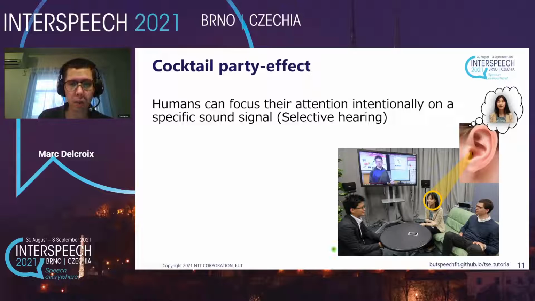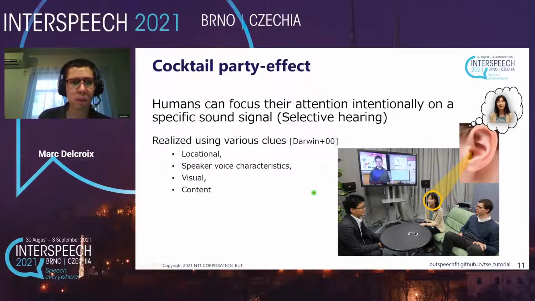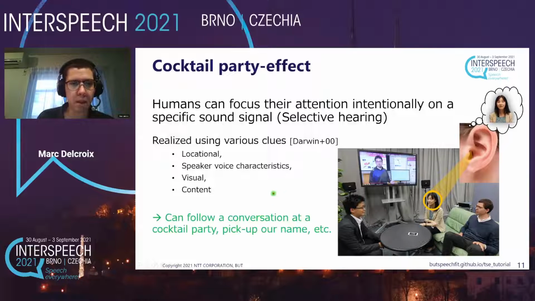And we do that using several clues, such as locational clues. Using both our ears, we are able to decide which direction we want to pay attention to. We also use speaker voice characteristics, so we can focus on the voice of a desired speaker. And visual clues may also be important, or even the content of the conversation. Thanks to that, we can follow a conversation in a cocktail party, or even pick up our name when it's said far away, even in very challenging acoustic conditions.